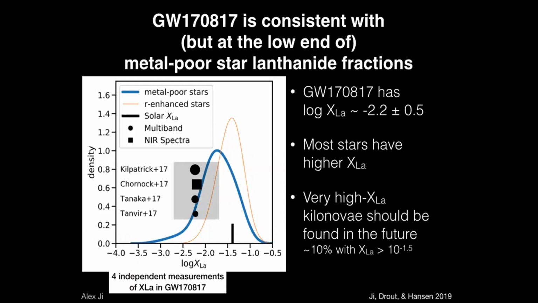So yeah, I think that's kind of cool. We have a prediction in some sense: if the most metal poor stars are primarily enriched by neutron star mergers to produce their R-process elements, then most future kilonovae should have high lanthanide fractions.